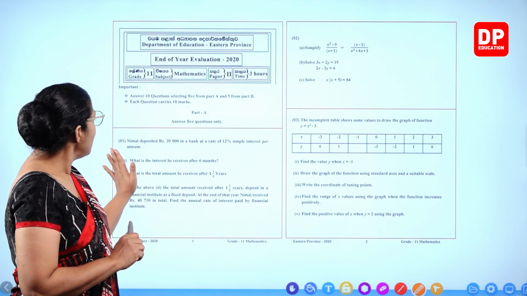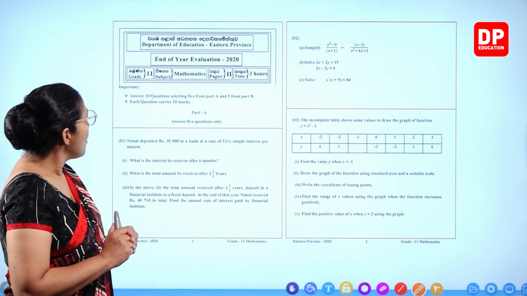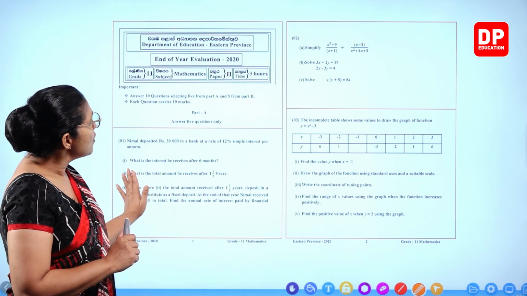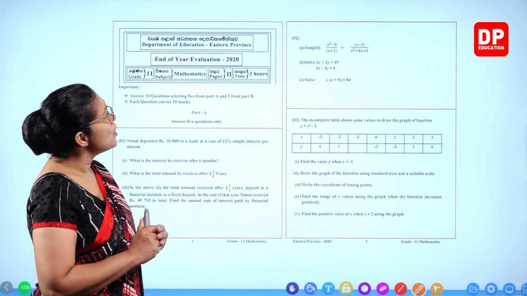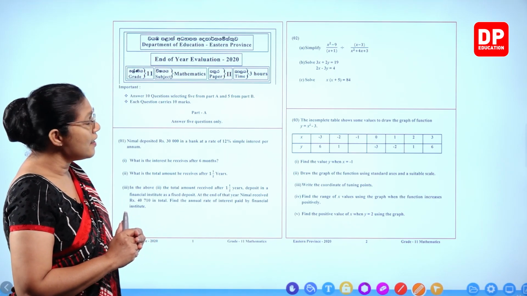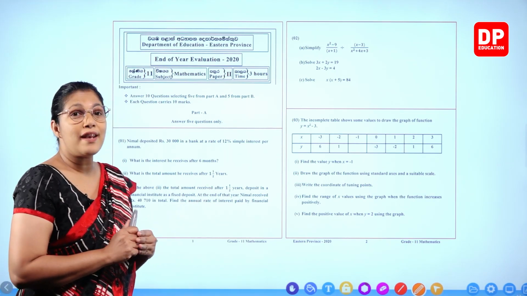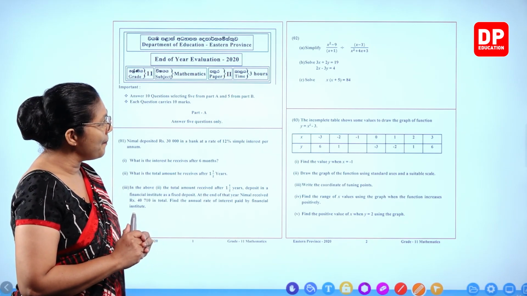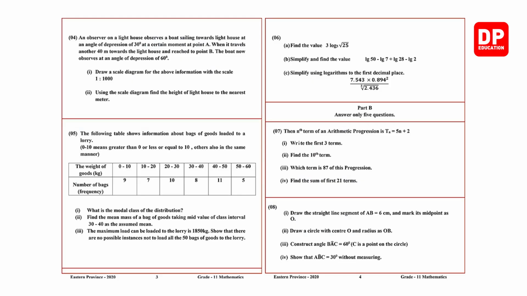So in this one, question number 1 is a rate question, and then question number 2 is an algebra question. Question number 3 is a graph question. There you can ask for a graph paper. Then you get question number 4. Question number 5 is a statistics question. Question number 6 is logarithms. And then you get part B.